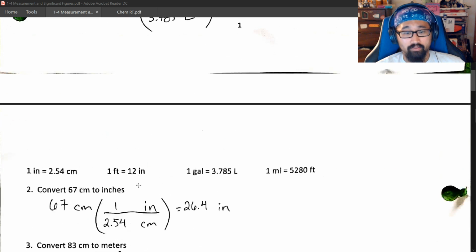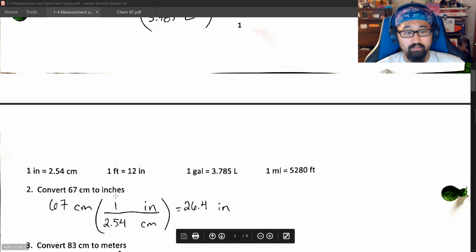I also asked y'all to take a look at 67 centimeters to inches, and again, we have 1 on the top and 2.54 on the bottom. The reason for that is we started in centimeters, that goes in the bottom. Now we're here in inches. So 67 divided by 2.54, again rounded to the nearest tenth, is 26.4 inches. Hopefully those went okay.